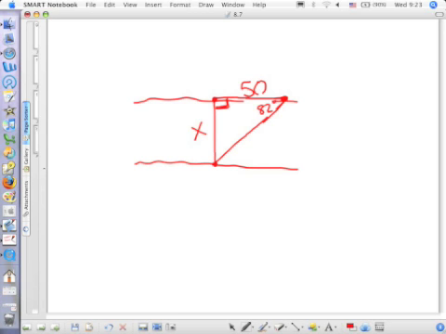Which means now we need to decide, do we use sine, cosine, or tangent? And what do we look at first to make that determination? The angle. You start with the angle, and you ask yourself, what do you know in reference to that angle? Opposite and adjacent. Which means we're going to use tangent. In reference to this angle, I have the opposite leg and the adjacent leg. So that means I'm going to use the tangent function. The tangent of the angle is equal to opposite over adjacent. Would that be x over 50 or 50 over x?